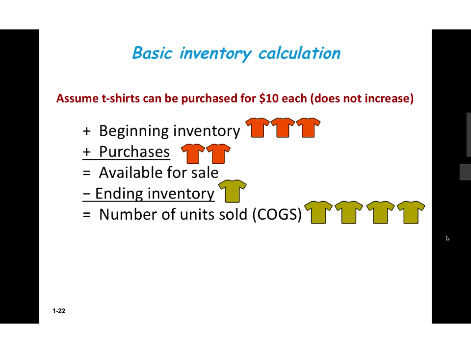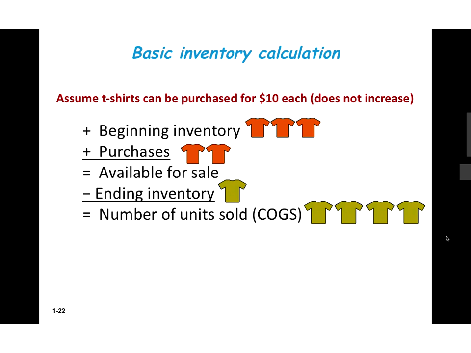Going back to our t-shirts, assume that t-shirts can be purchased for $10 each. That's our cost of the t-shirt, so the cost doesn't fluctuate. We always buy t-shirts for $10 each. When I talk about we, we're the business selling t-shirts, so we buy them from our supplier for $10 each.